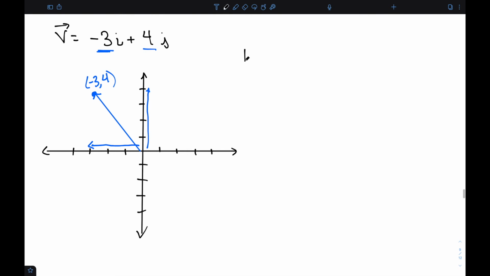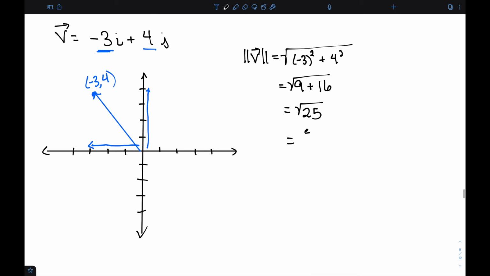We can also talk about the length of this vector. Since it does start at the origin, it is written in this ij form. We have that it's negative 3 squared plus 4 squared. Negative 3 times negative 3 is 9. 4 times 4 is 16. 9 plus 16 is 25, and the square root of 25 is 5. So the magnitude of this vector is 5.